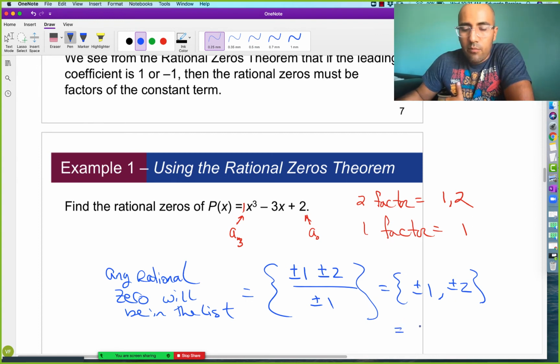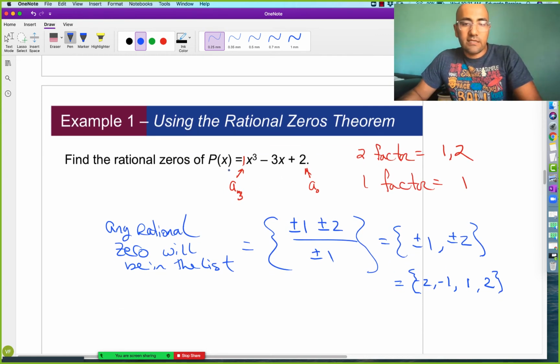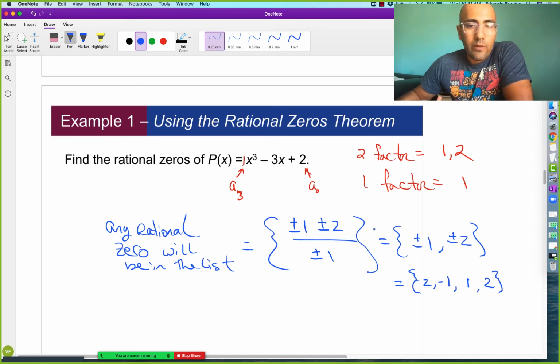Which means it's just the numbers -1, -2. Oops, let's put them in order. -2, -1, +1, +2. According to this theorem, any zeros that exist that are rational zeros, right? So the only thing that would be left is irrational zeros. So this does not account for irrational zeros. So any rational zero, any number that can be expressed in the form p over q, where p and q are integers, is going to be in this list.